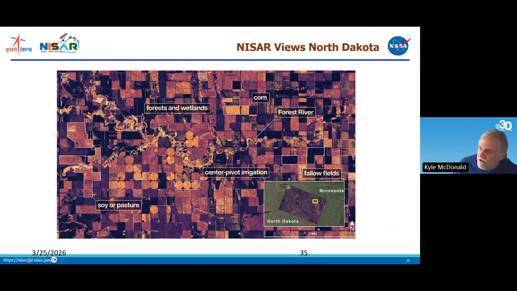You see the agriculture and different pasture lands here, pivot irrigation going on here. These are some forested wetlands along the river that we're seeing. Also, there's ability to detect differences in the crops that is shown. This is corn up here. And then some of the fields here that have actually been identified as fallow, showing up with a very dark backscatter.